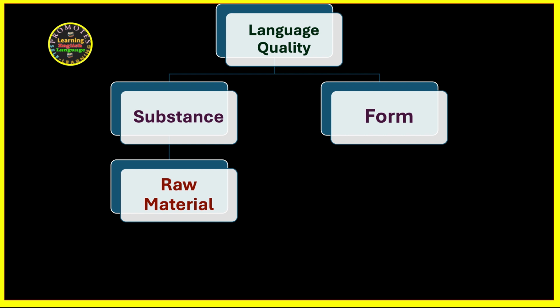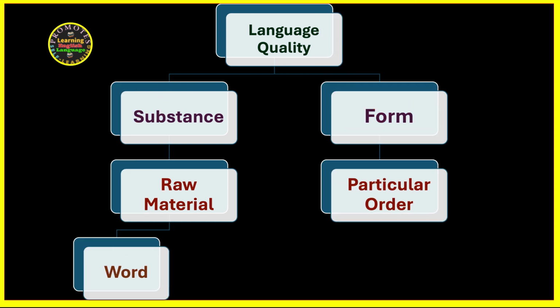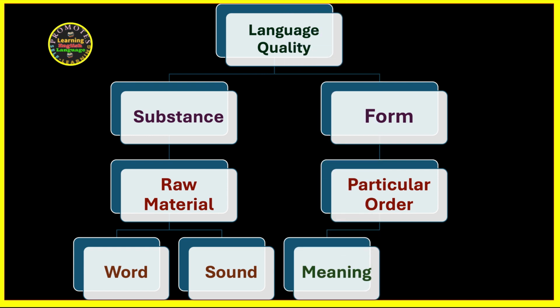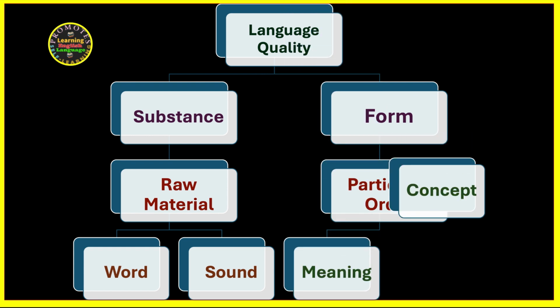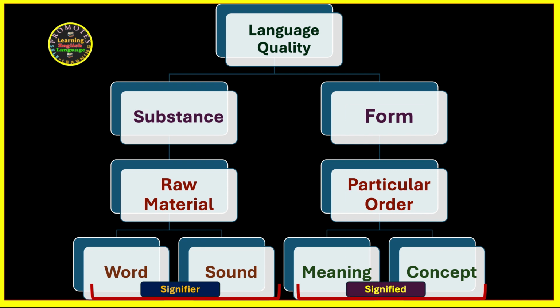It is divided into two parts, basically substance and form. Substance refers to raw material, and form refers to particular order. The raw material may be words, like the 26 alphabets of the English language, and sounds, like the 44 sounds of the English language. When you give a particular order, it gives you meaning and makes the concept clear. According to Ferdinand de Saussure, substance, what we call raw material, which includes word and sound, is referred to as the signifier. And the form, which we put into order and which gives you meaning and concept, is referred to as the signified. This is basically the idea of substance and form in linguistics.